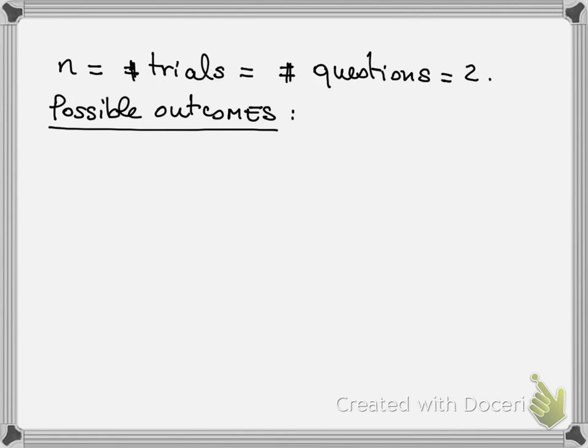Okay, now, what are the possible outcomes? Well, first, you can answer the first question correctly, right? So let's say you answer the first question correctly, so that's an S, and you also answer the second question correctly, so that's another S. Okay, so when I write SS, it means I answered the two questions correctly, right? So two correct answers.